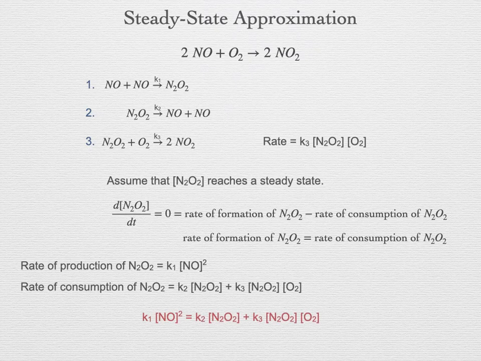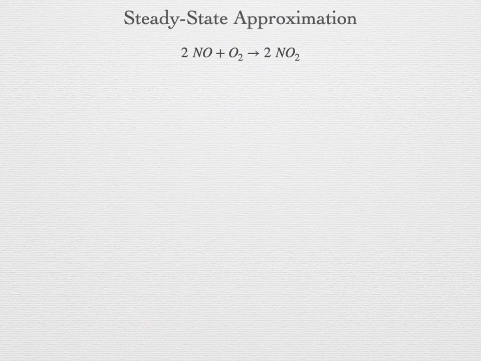Now, the point of this whole approximation is that these two expressions must equal each other in order for the concentration of N2O2 to reach a steady state. Now, here's that expression again. We need to solve it for the concentration of N2O2 because that is the value we are trying to replace in the rate expression since it is an intermediate.